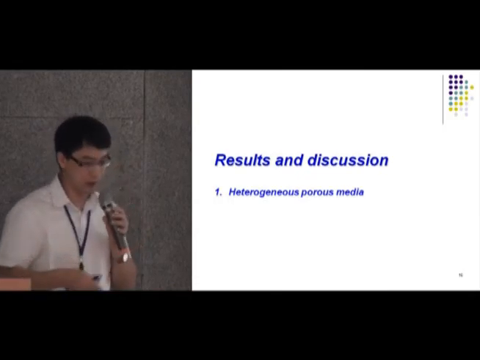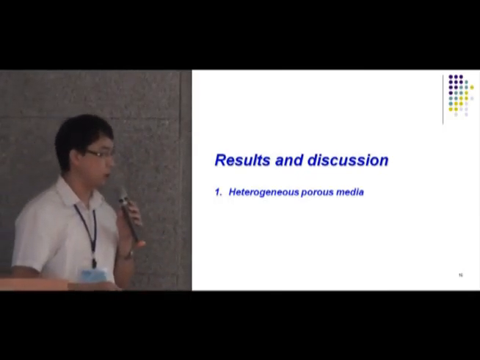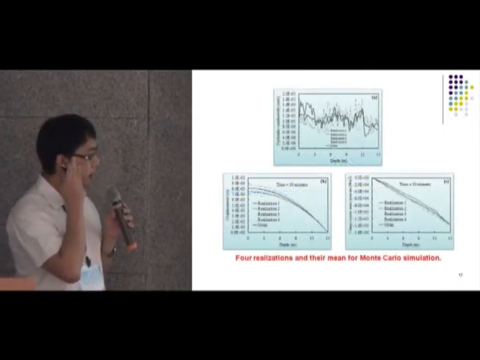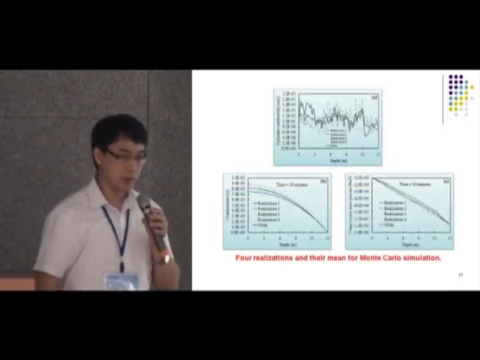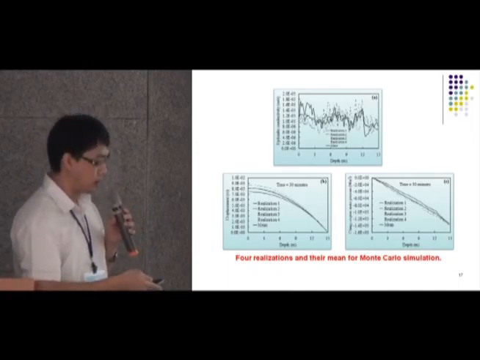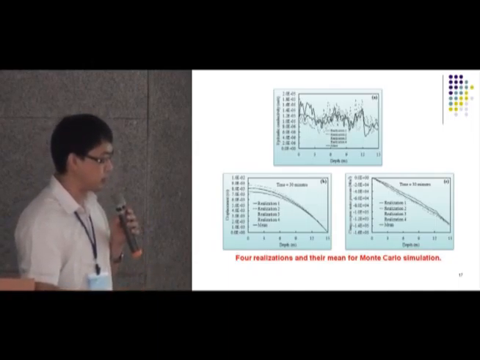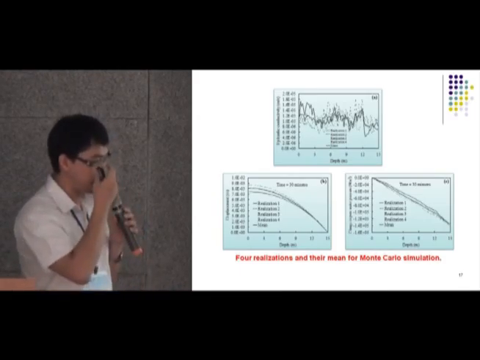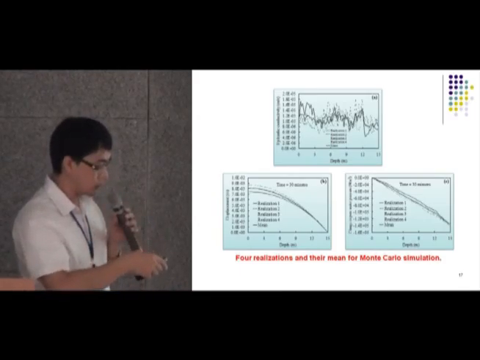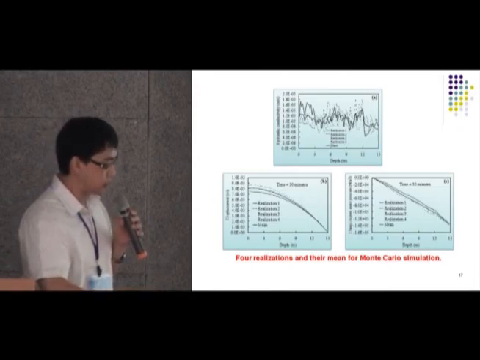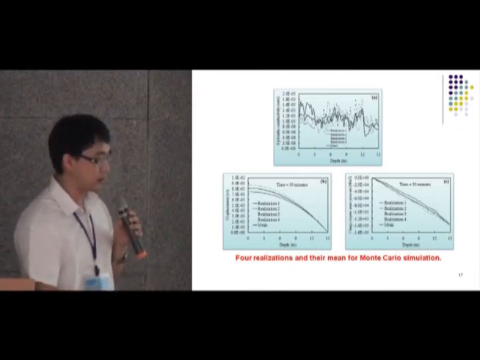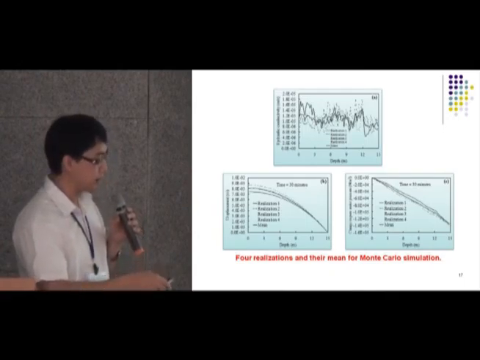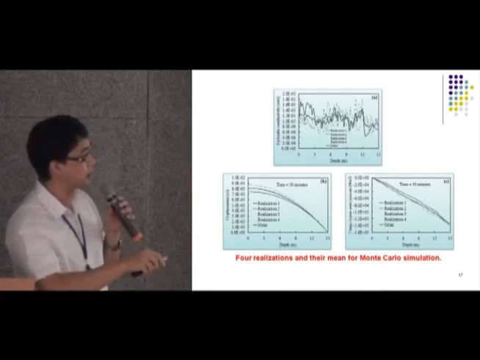Okay, let's see some results and discussion. The first I would like to show is the heterogeneous media. In this study, we also use Monte Carlo simulations. The Monte Carlo simulations need input realizations. We use hydraulic conductivity as the random variable. So we use the hydraulic conductivity realizations to calculate 8,000 realizations. And here we show 4 realization results.